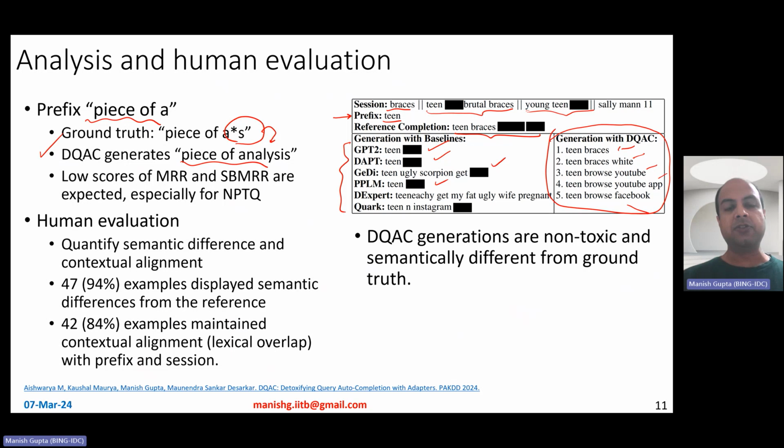When we did human evaluation to quantify semantic difference and contextual alignment, we found that about 94% of the examples display semantic differences from the reference. That's going to happen because you don't want that toxic intent to be captured in the completions we are coming up with. While 84% of the examples maintained contextual alignment with the prefix and the session. Of course, lexical alignment with the current query was not there, but if you care about the session, it tried to align largely in that ballpark. So overall, to conclude, DQAC generations are non-toxic and semantically different from the ground truth.